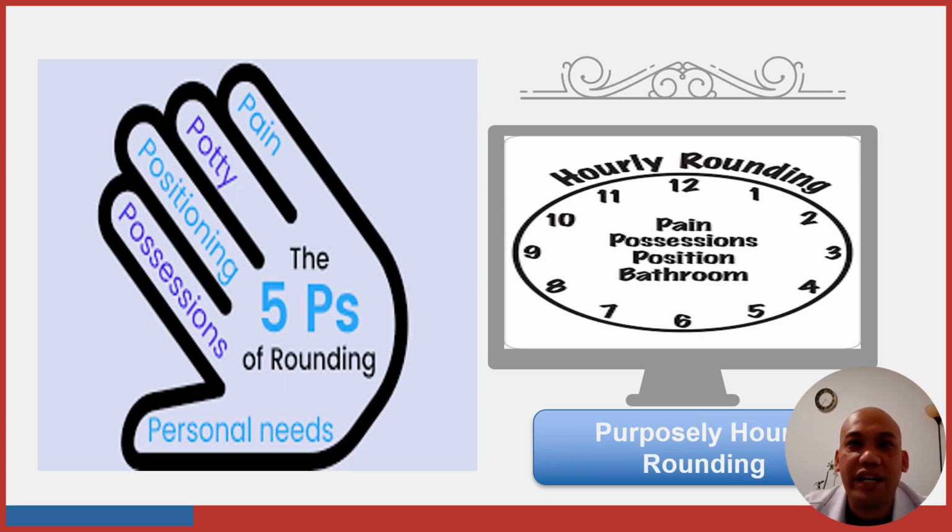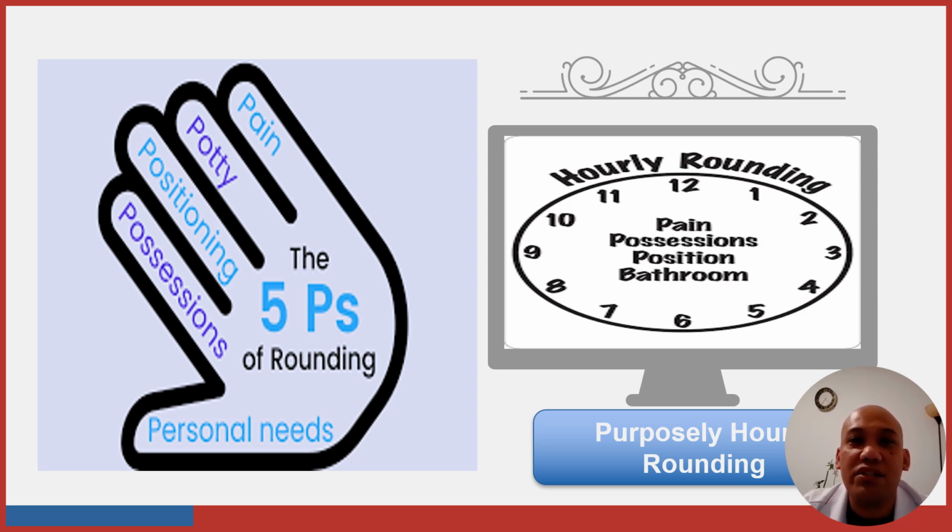When doing the early rounding, we need to check for the 5 P's. First P is pain. So always ask the patient if they have pain or if they need some pain medication to make them more comfortable. Second is potty. Do they need to go to the toilet, or do they need to do number two? So we need to address that. Number three is positioning. Make sure that they're comfortable. Ask them if they're comfortable, or if the patient is unable to communicate, then check if they are bed bound.